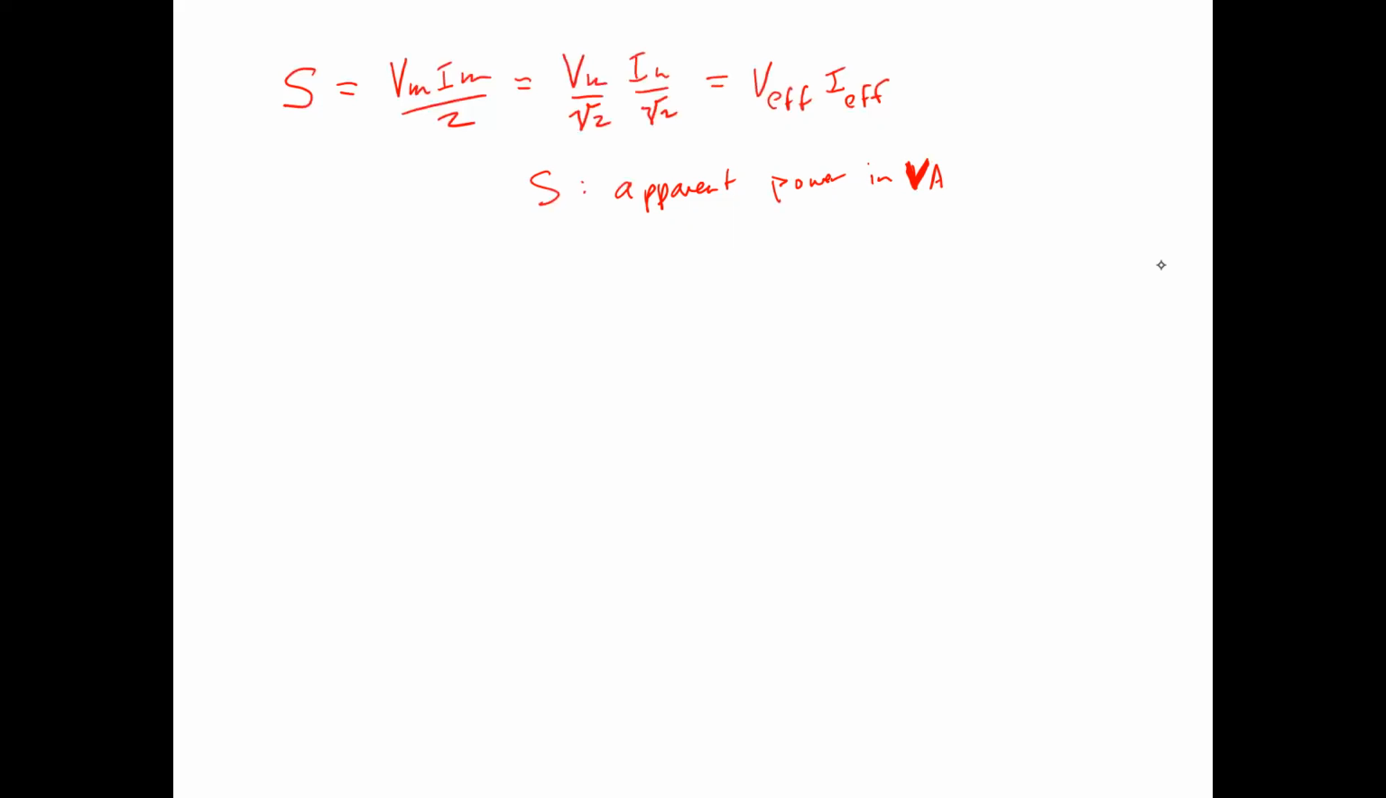Yeah, RMS. You could also have written RMS. Effective and RMS mean the same thing.